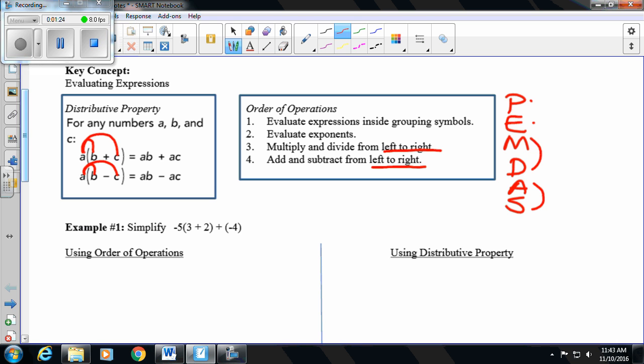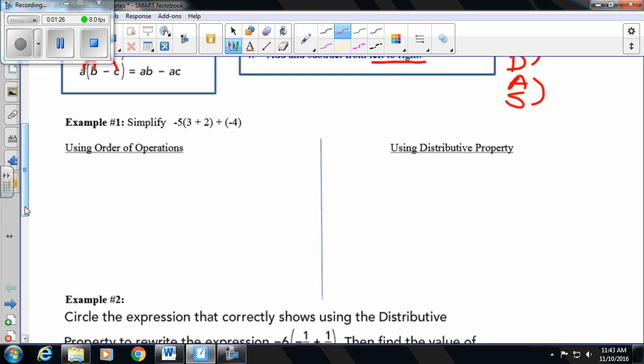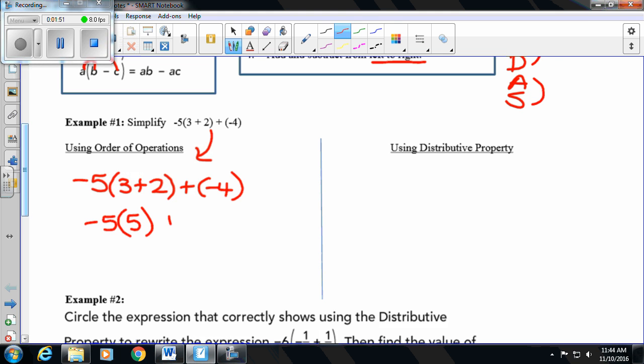So let's start with the first example, example 1. They want us to simplify negative 5 times the quantity 3 plus 2, plus negative 4. So first let's do it using order of operations. I'm going to rewrite my problem. Order of operations would tell me to do what's inside the parentheses first. So I'm going to rewrite everything I don't use. 3 plus 2 is 5, plus a negative 4.